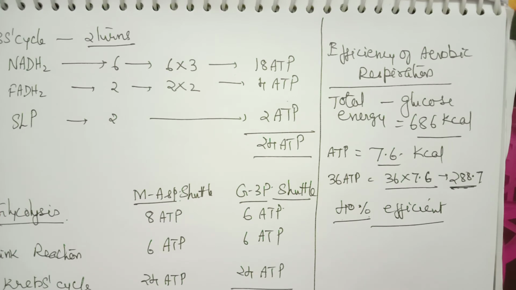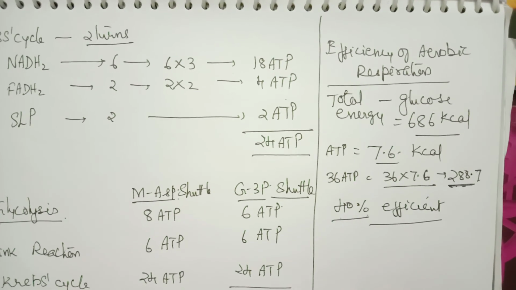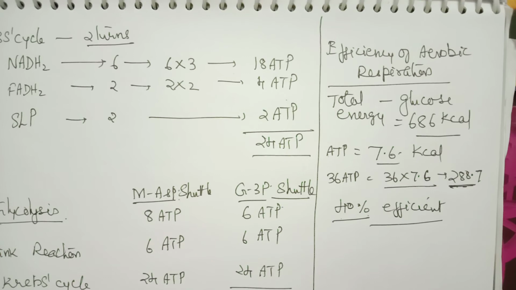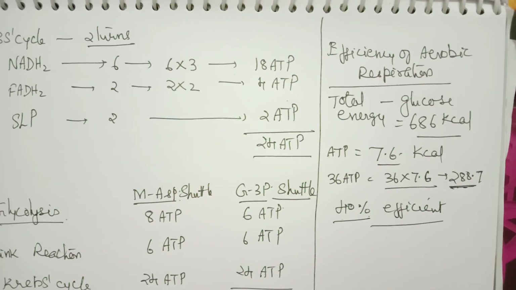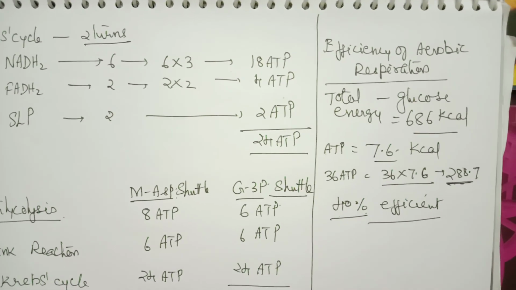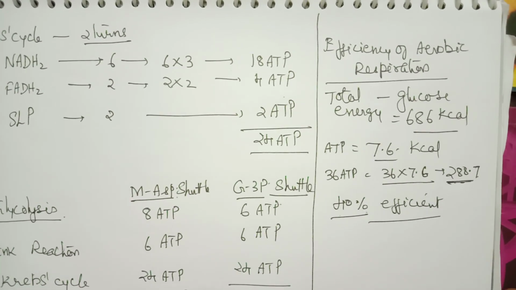So when do we get that complete 686 kilocalories? We can get 686 kilocalories of energy when glucose undergoes chemical oxidation. That means when it is completely burnt.